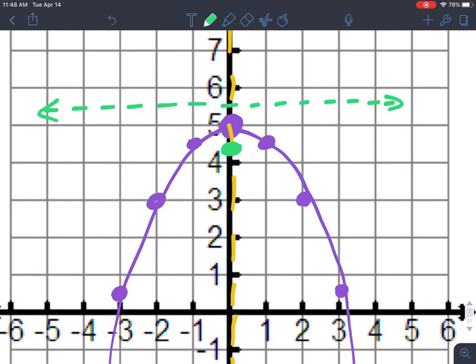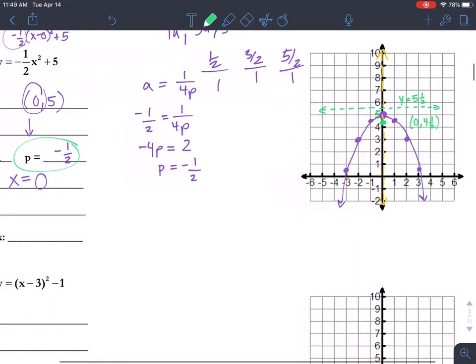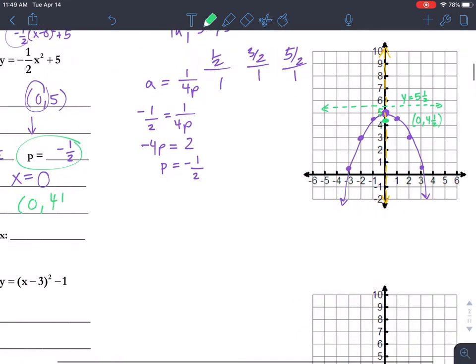So the focus is a point. I was at 5, and I went down a half. So now instead of being at 0, 5, I'm at 0, 4.5. And again, you could write that as 9/2. I don't care, either way. Okay, and then where is the directrix at? It's a horizontal line, y equals, I was at 5 and I went up by a half, so y equals 5.5. So this was at 0, 4.5. This was at y equals 5.5. Notice it's a point and this is a line.